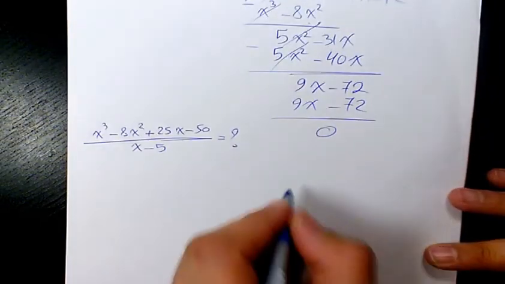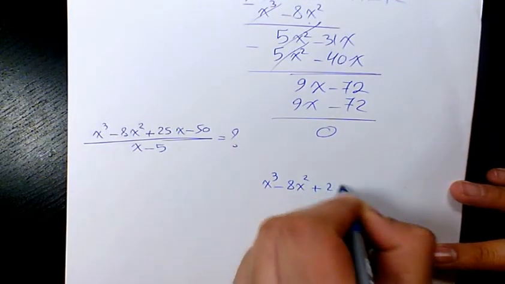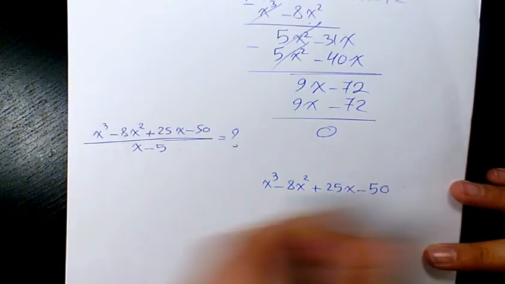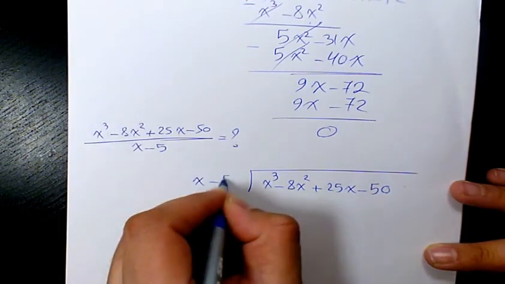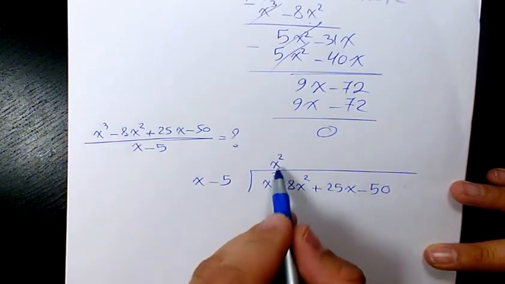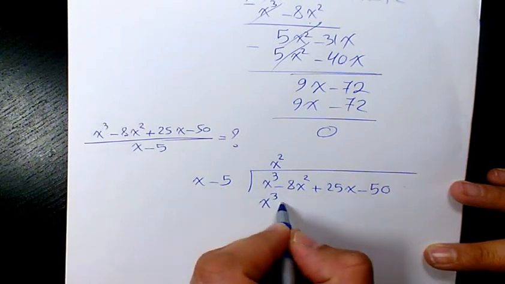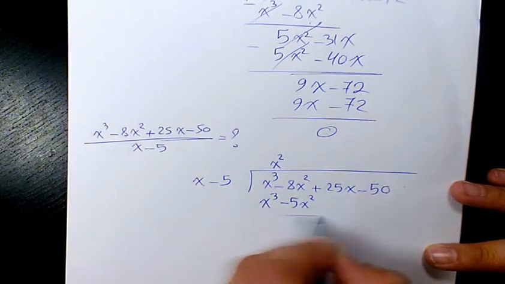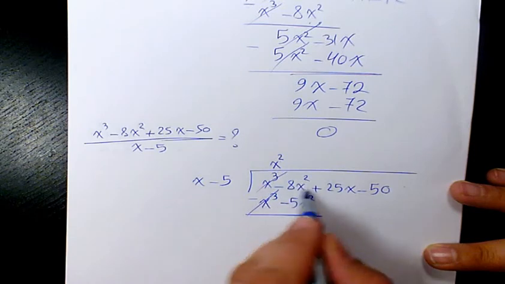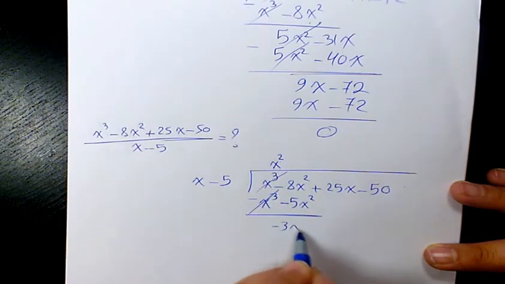Next number, we have x cubed minus 8x squared plus 25x minus 50 divided by x minus 5. X cubed divided by x, x squared. X squared times x, x cubed. X squared times negative 5, negative 5x squared. Let's cancel out. Negative 8x squared minus, this is going to be positive, so negative 3x squared.